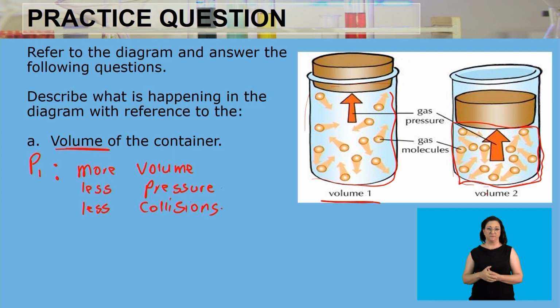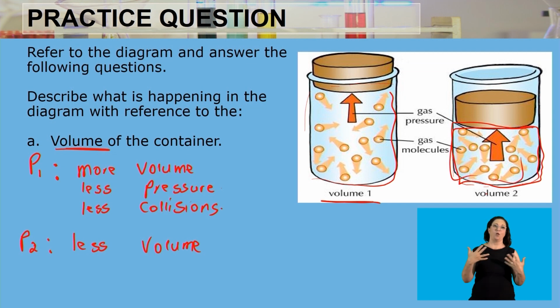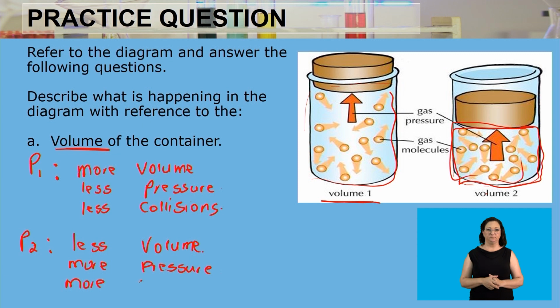Right? Now, looking at picture number 2, it is going to be the opposite of this. There's less volume, as we can see. The lid has been brought even closer down, so the space is small as compared to the first picture. So there's going to be less volume, and once there's less volume, there's going to be more pressure. And once there's more pressure, it means there's going to be more collisions.